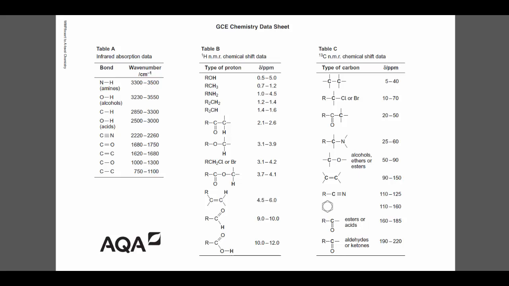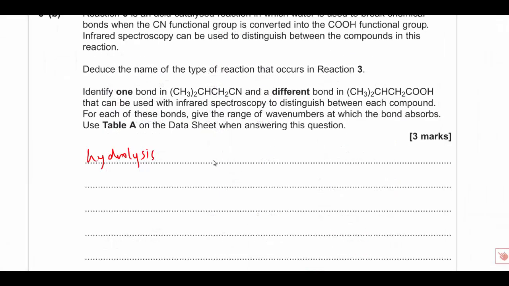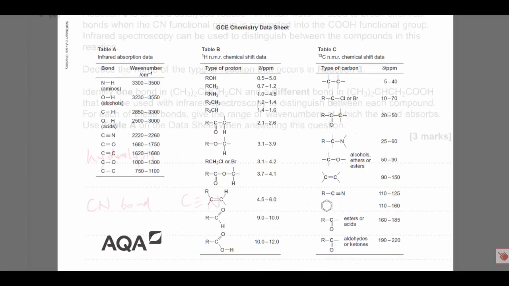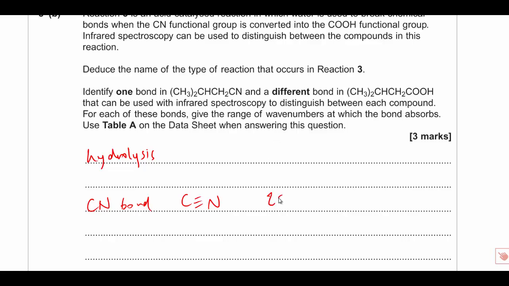Okay, let's have a look at here. So, I would guess we can use, here we've got the CN bond there. Give the range of the bonds, so we have to give the wave numbers as well. So CN there, 2220 to 2260. We would find an absorption.